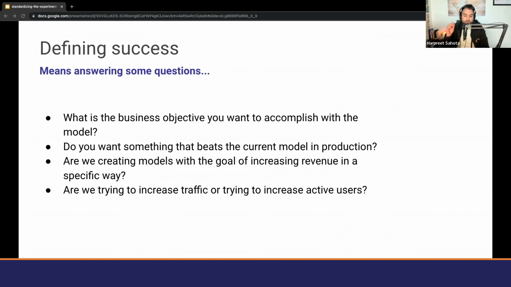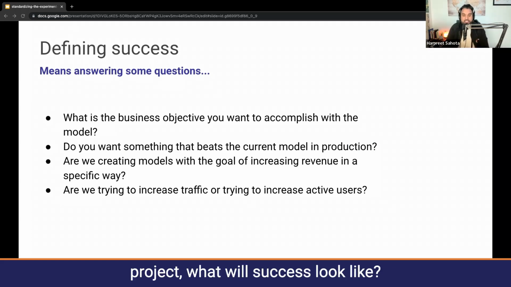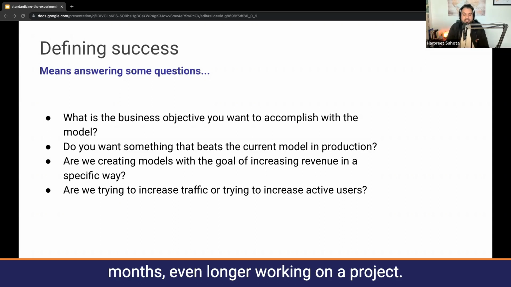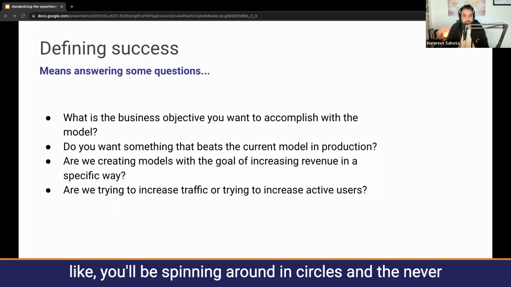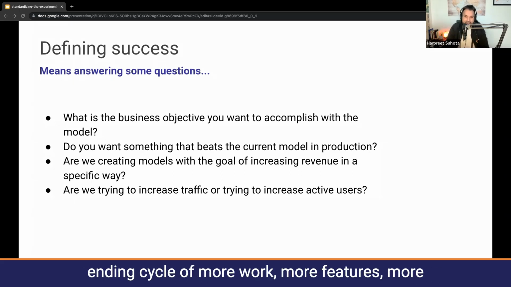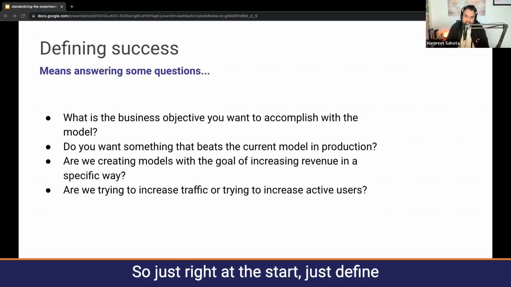This is really one of the first questions you should be asking yourself when you embark on a machine learning project: what will success look like? Your team might be spending weeks, months, even longer working on a project. And without a clear definition of what success looks like, you'll be spinning around in circles in a never-ending cycle of more work, more features, more stuff, going down 100 different rabbit holes. So right at the start, define what success is going to look like.